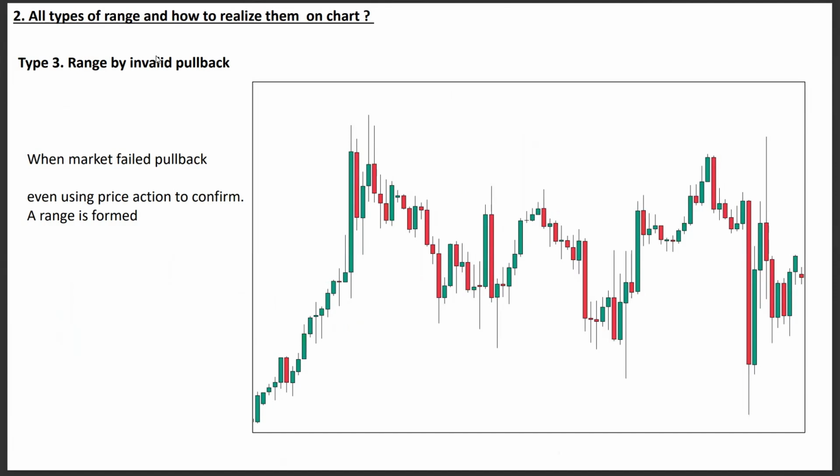Now, range by invalid pullback. When there's an invalid pullback, a range is formed. For example, this is an up wave, then a pullback. Price first created this Marubozu down candle. But immediately buyers came, pushed price and closed within this Marubozu down candle. Then buyers pushed price again and closed within this Marubozu down candle. Now two candles have closed within this Marubozu candle. That means a range has been formed. Remember, once two candles close within a candle, a range has been formed. This is a range now. So price needs to break out of this range.